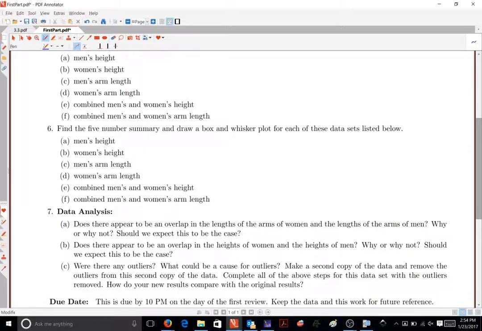On the 6th by 10 p.m. After 10 p.m., it starts getting counted 20% off per class period, then it's late. Okay, we are done for today. If you have any questions on anything, let me know.